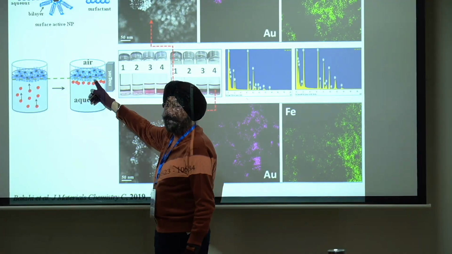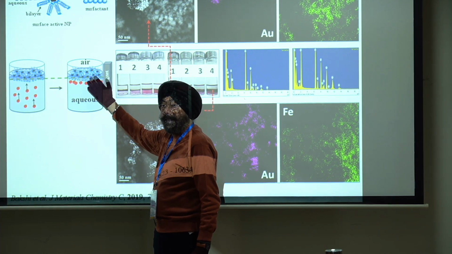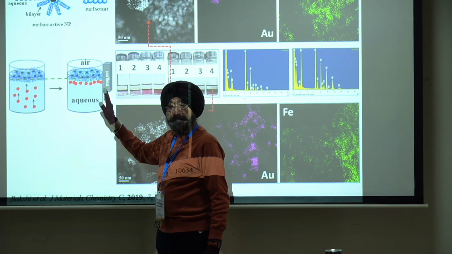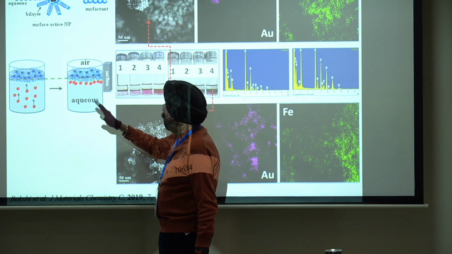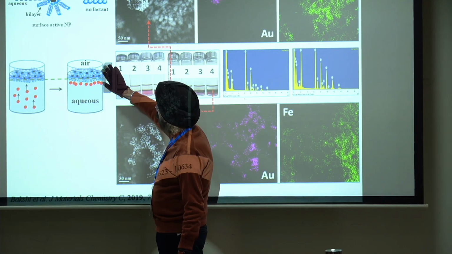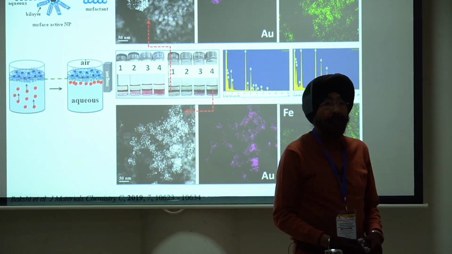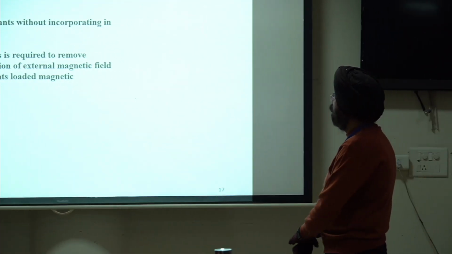What if they are not magnetized? Then we would need to perform filtration or centrifugation. But in this case, you can simply avoid these complicated processes. Place the magnet, collect everything, and remove the water, or clean water. So that is the advantage of the surface active nanoparticle.